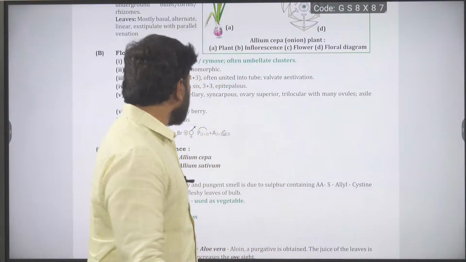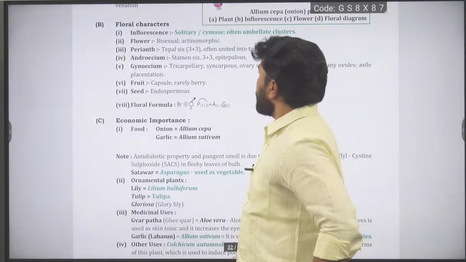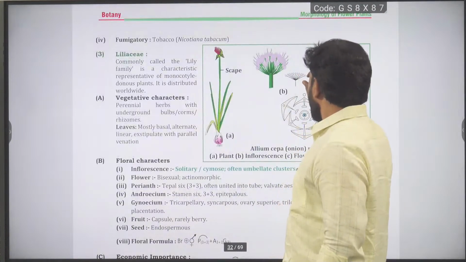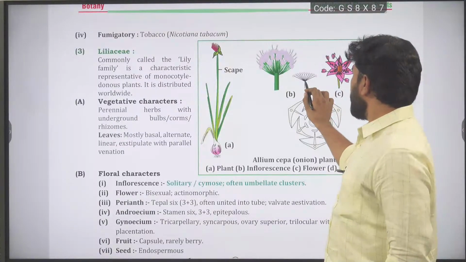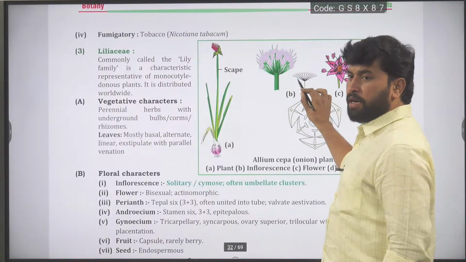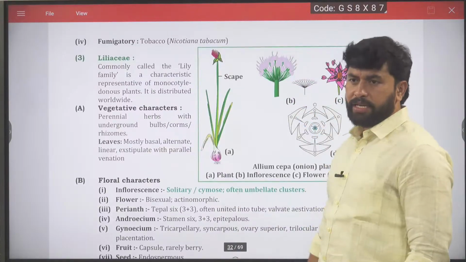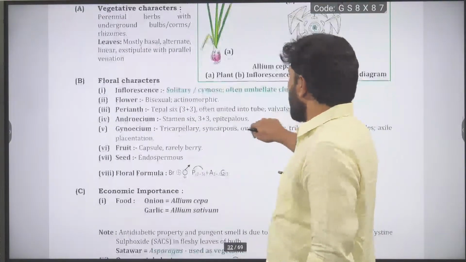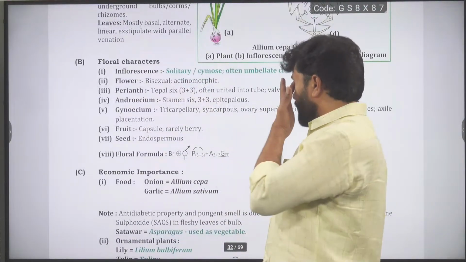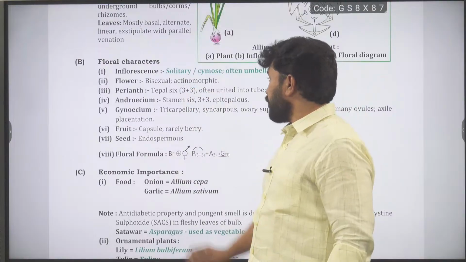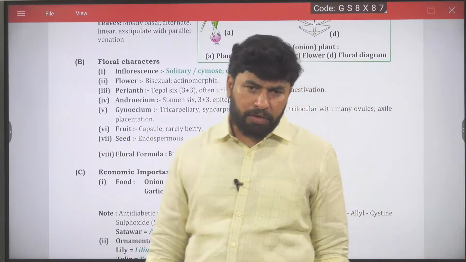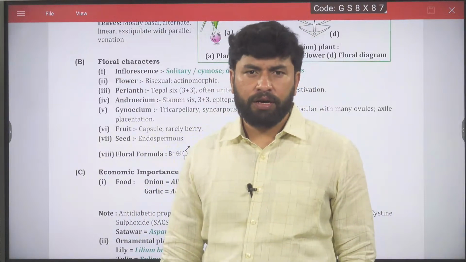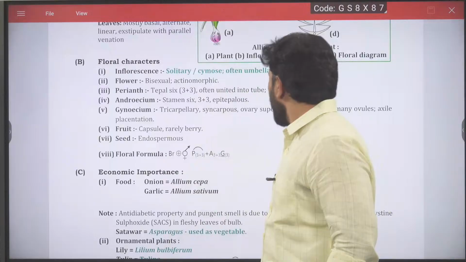Clear? Then floral characters. Inflorescence, solitary cymose or often umbellate clusters. All the flowers will originate from a common point. All will be arranged at the same height. This arrangement is called umbel inflorescence. Umbel. Okay? It's a variety of cymose inflorescence. Flowers, bisexual actinomorphic flowers. So far I have discussed 3 families. Over there, in one family we have seen zygomorphic flowers. Do you recall that family? Fabaceae.